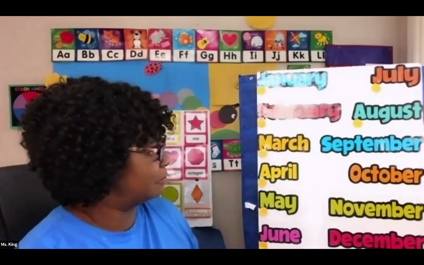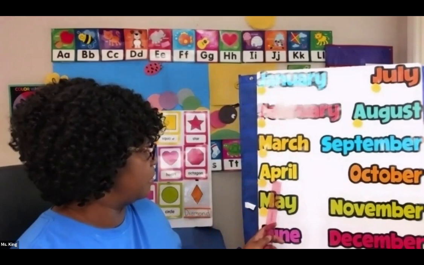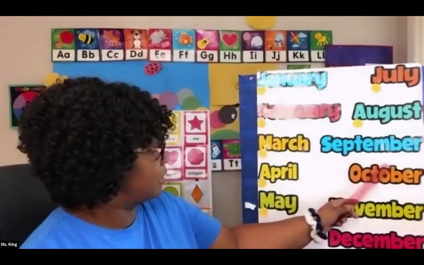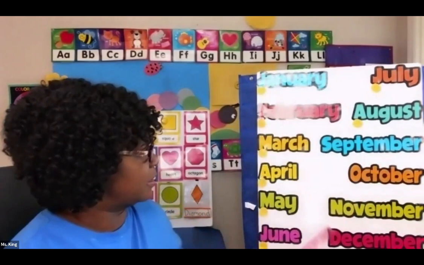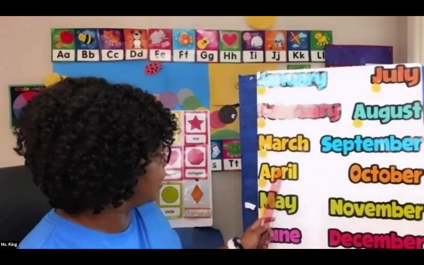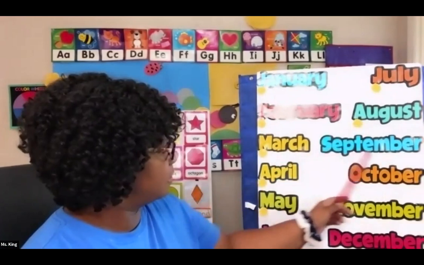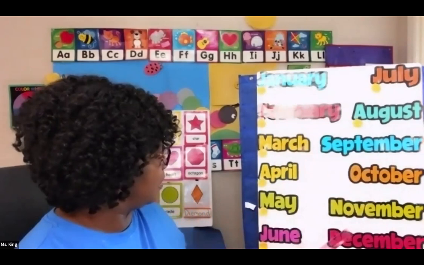January, February, March, April, May, June, July, August, September, October, November, December. 12 months. That's the 12 months, lovies.